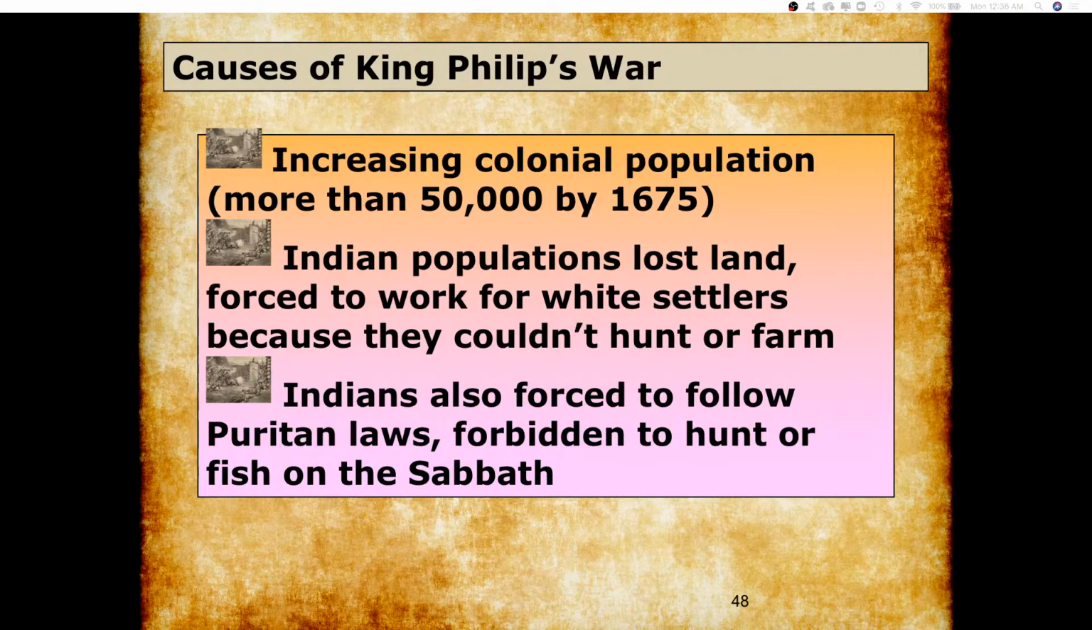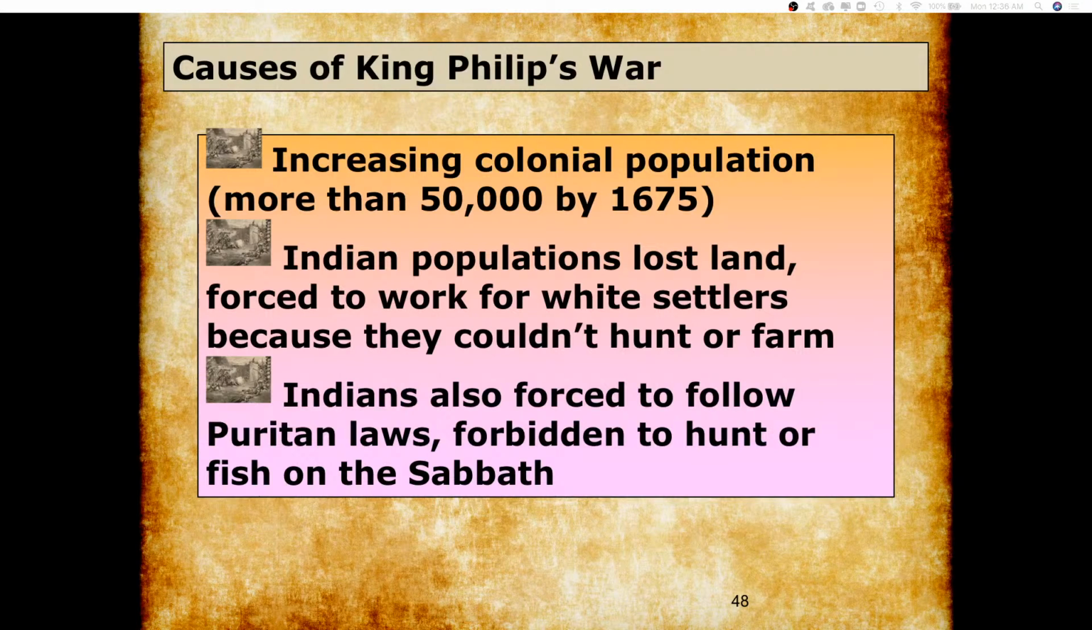We've got King Philip's War. This happens a little later. This happens in 1675, 1676. So, of course, again, the big conflict is expanding into native territory. Plus, the Puritans are enforcing their harsh rules on them, like forbidding the native populations to hunt and fish on the Sabbath. They're forcing the native populations to work on their land.